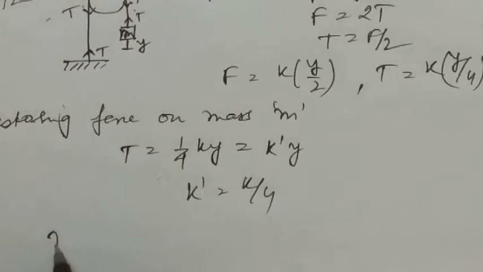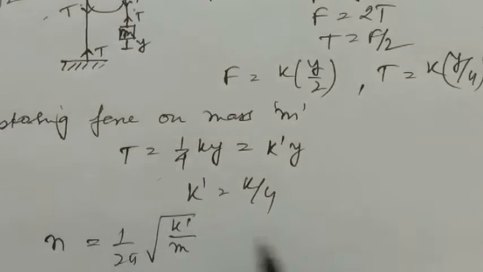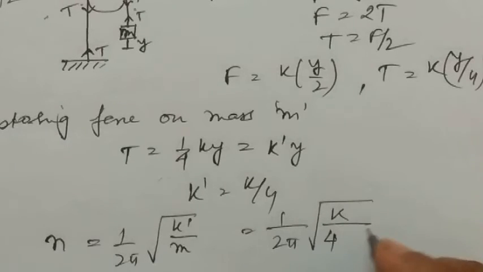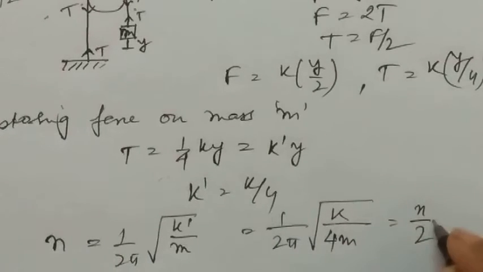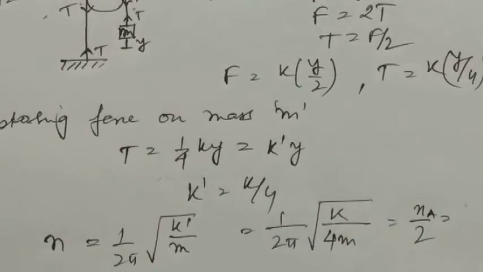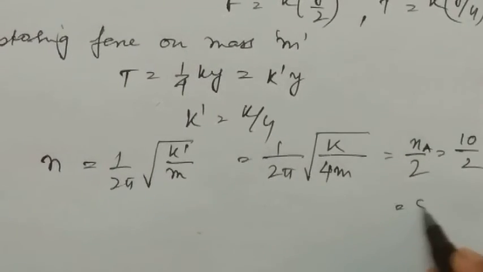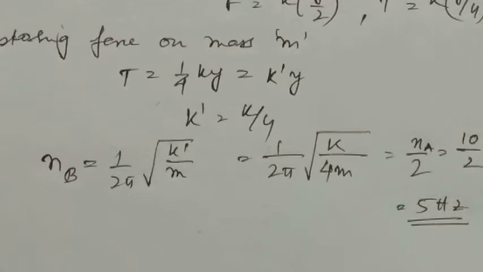So the frequency n is 1 by 2 pi root over k dash by m. 1 by 2 pi root over k dash, that means k by 4, by m, that means n by 2. In the previous case, the value of n was 10 hertz, so half of that means 5 hertz. So the value of the frequency for this case will be NB is equal to 5 hertz. You can write this as NB because this is case number B.